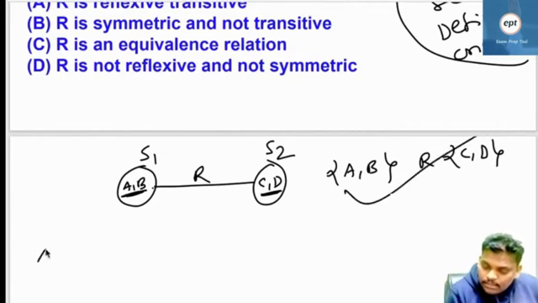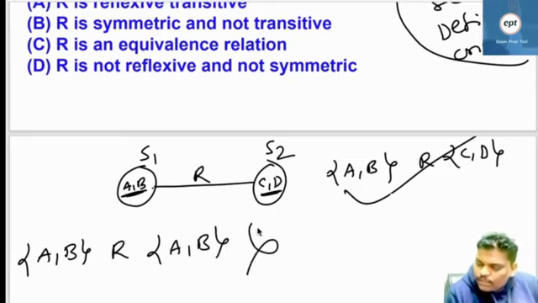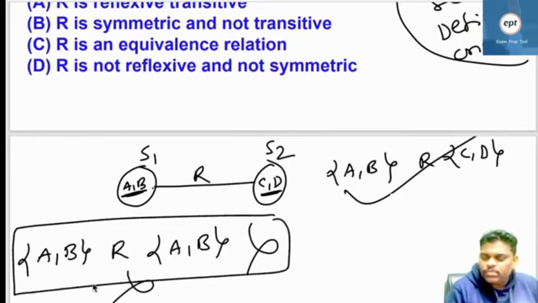Yes, now see the answer. Is set {A,B} related to set {A,B}? No. That means reflexivity is gone. It is not a reflexive relation. Is set {A,B} related to set {A,B}? No, because the intersection is not empty.